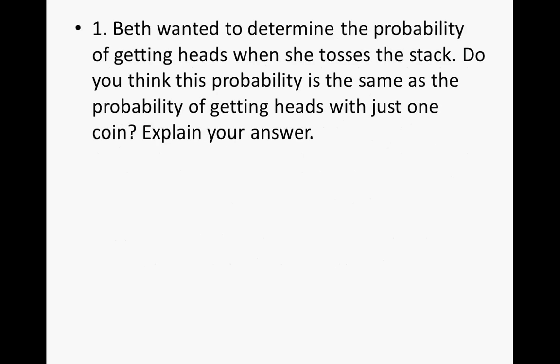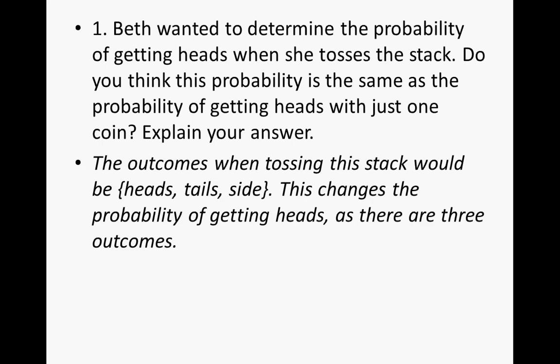So for number 1, Beth wanted to determine the probability of getting heads when she tosses the stack. Do you think this probability is the same as the probability of getting heads with just 1 coin? Explain your answer. Well, the outcomes when tossing the stack would be the set of heads, tails, and side. This changes the probability of getting heads as there are now 3 outcomes.